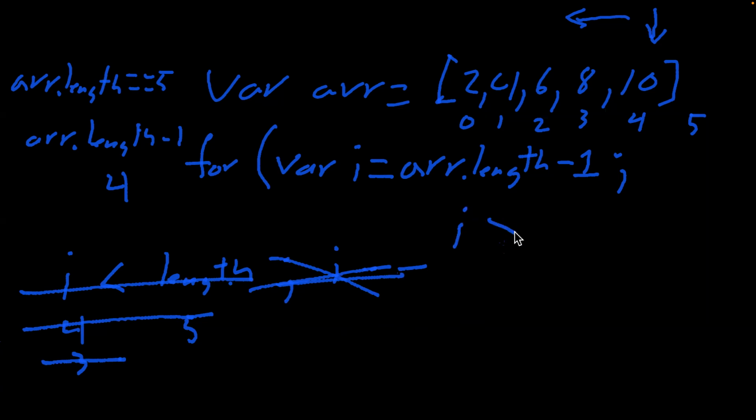While I is greater than 0. Could you do while I is greater than 0 and I is less than 5? No, we can only check one thing at a time. It'd have to be equal to 0 too, right? Yes. So we want it to equal 0 because we don't want it to stop at 1. So while I is greater than or equal to 0, I minus minus. And then we can console log here.